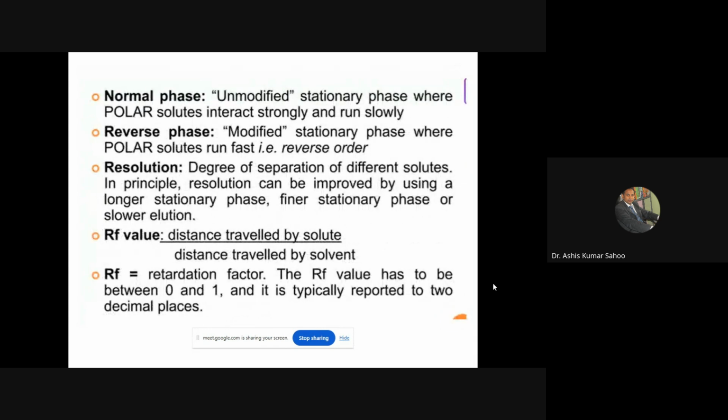So normal phase, reverse phase, resolution, Rf value. What is Rf value? The distance traveled by a solute divided by the distance traveled by the solvent. So this is Rf value, and these are the terms used in chromatography.